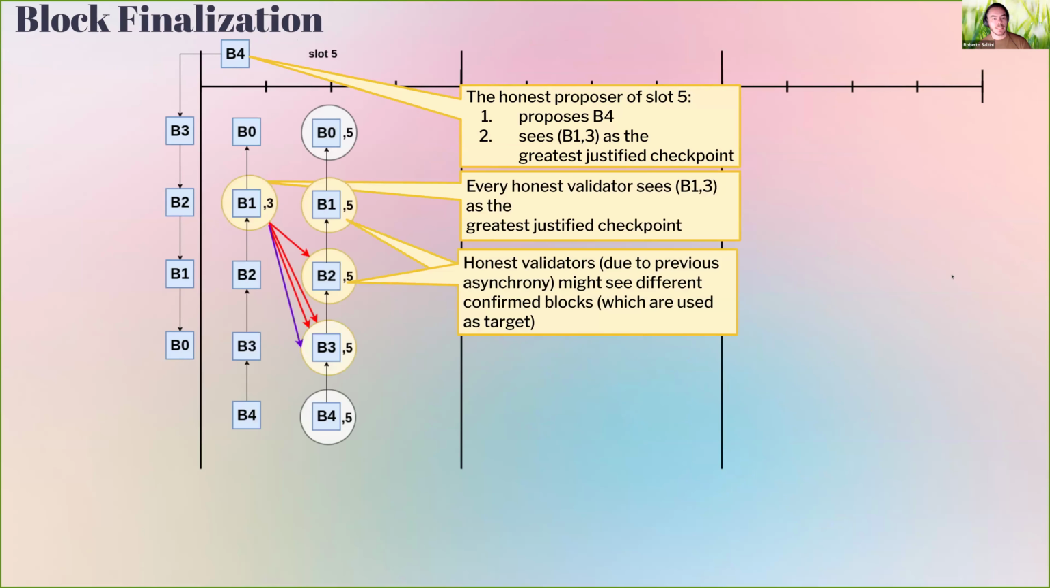What's going to happen is that, first of all, because of this view merging property that is inherited from RLMD, from the dynamically available protocol, we are able to sync the view of what the greatest justified checkpoint is between the proposer and the validators at the voting time. So at the voting time, all of these validators will see B13 also as the greatest justified checkpoint. And because of this, they will send FFG votes with source B13. Now the target of the FFG votes is the block they see as confirmed.